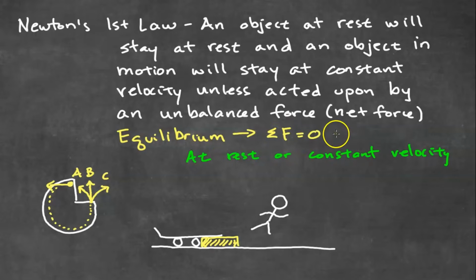And you can go the reverse of this. You can reason that if an object is at rest or moving at constant velocity, then it must be in equilibrium. The net force has to be 0. So it goes both ways.